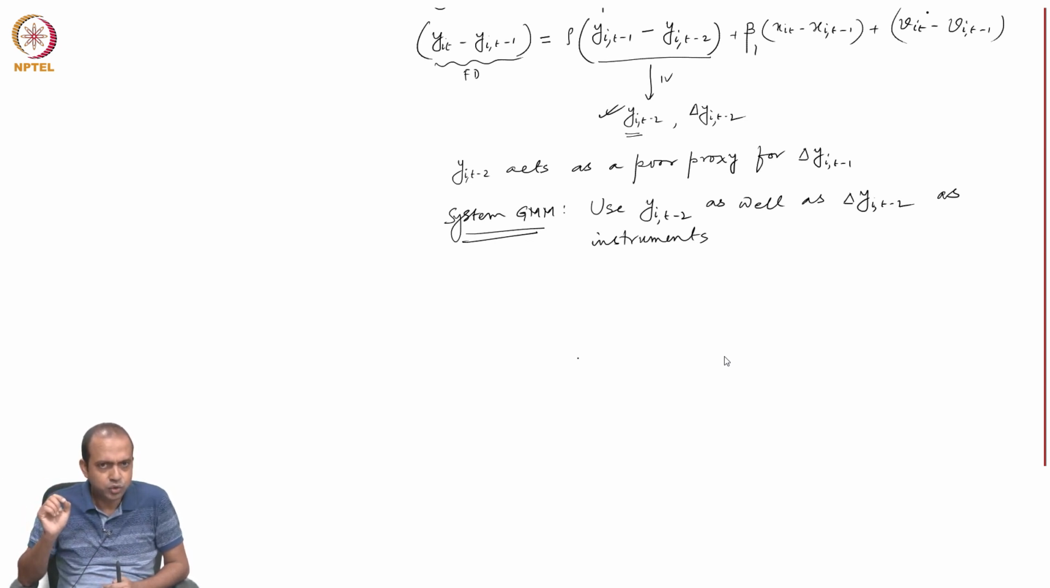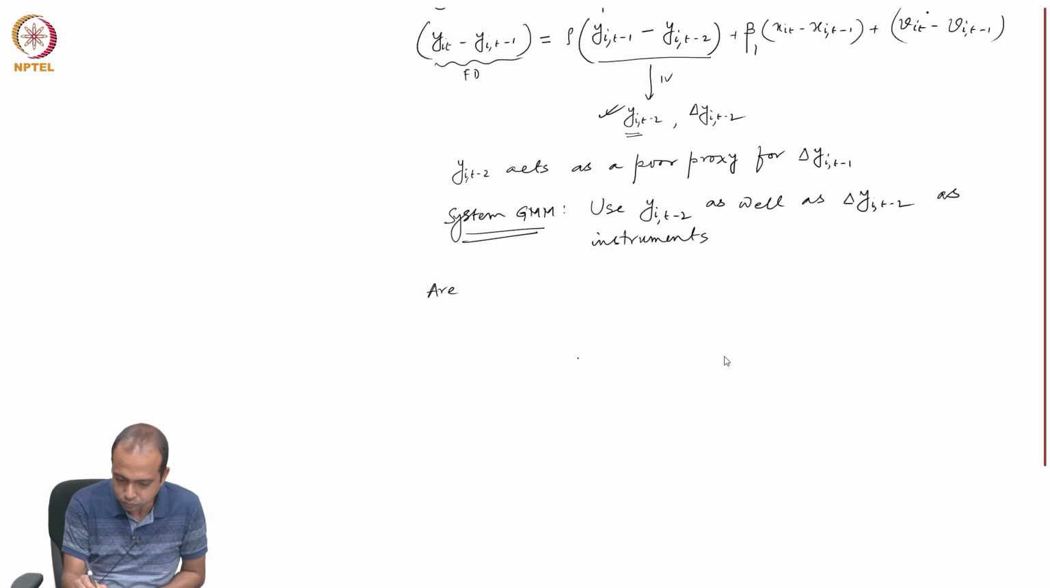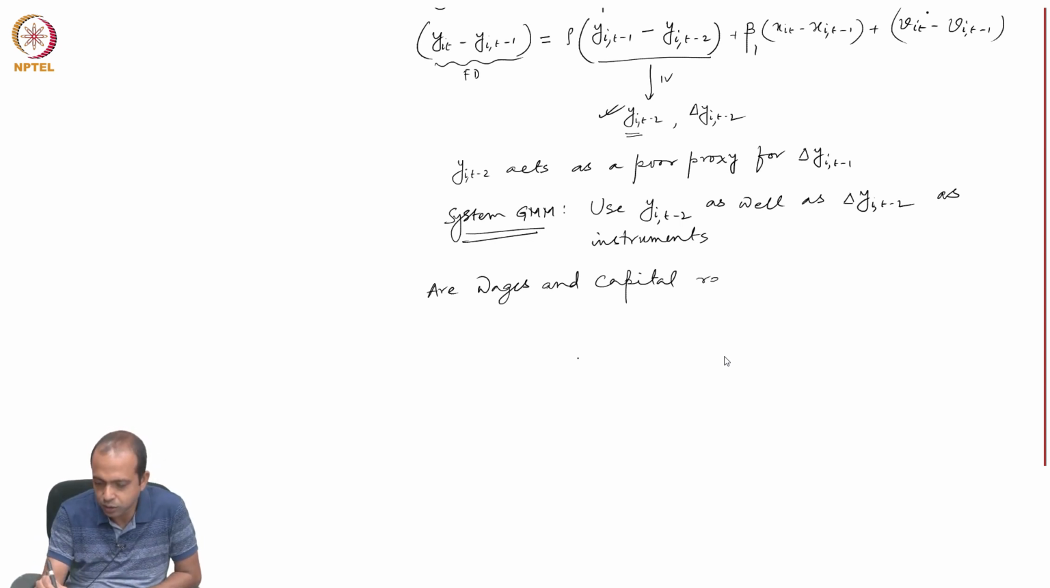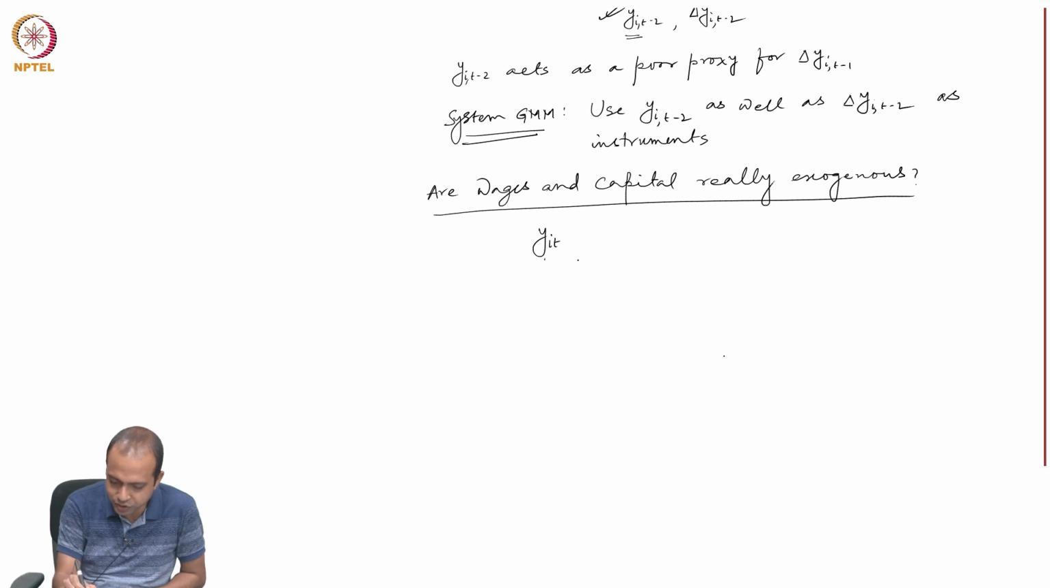The question is, should we consider wage and capital also as exogenous variables? So, the question that we are raising here is, are wages and capital really exogenous? That is the question we are asking. Now, why do you think that wages and capital can also be endogenous? Look at our dependent variable. Our dependent variable is Y_it, which is employment. And it is a function of, let us say, wage and capital.